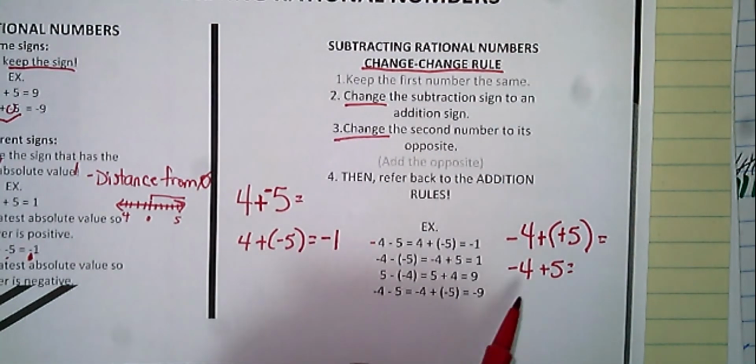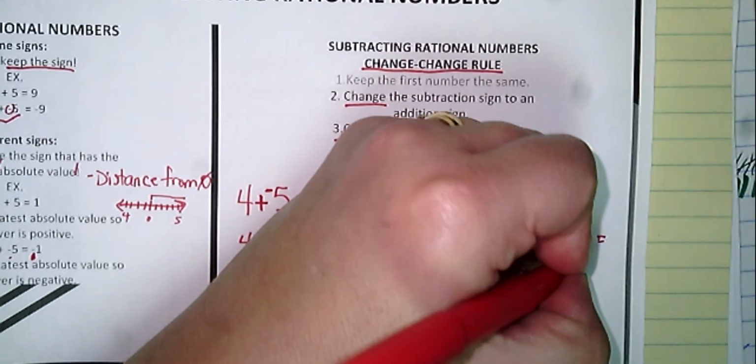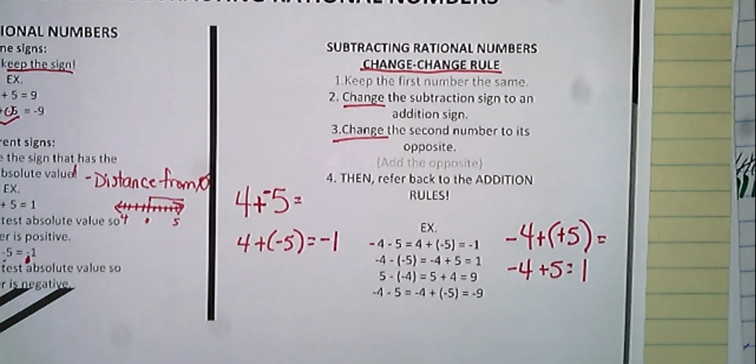So we have opposite signs. We have a +5 and a -4. So our rule is subtract. 5 minus 4 is 1. 5 has the greater absolute value, so our answer stays positive.